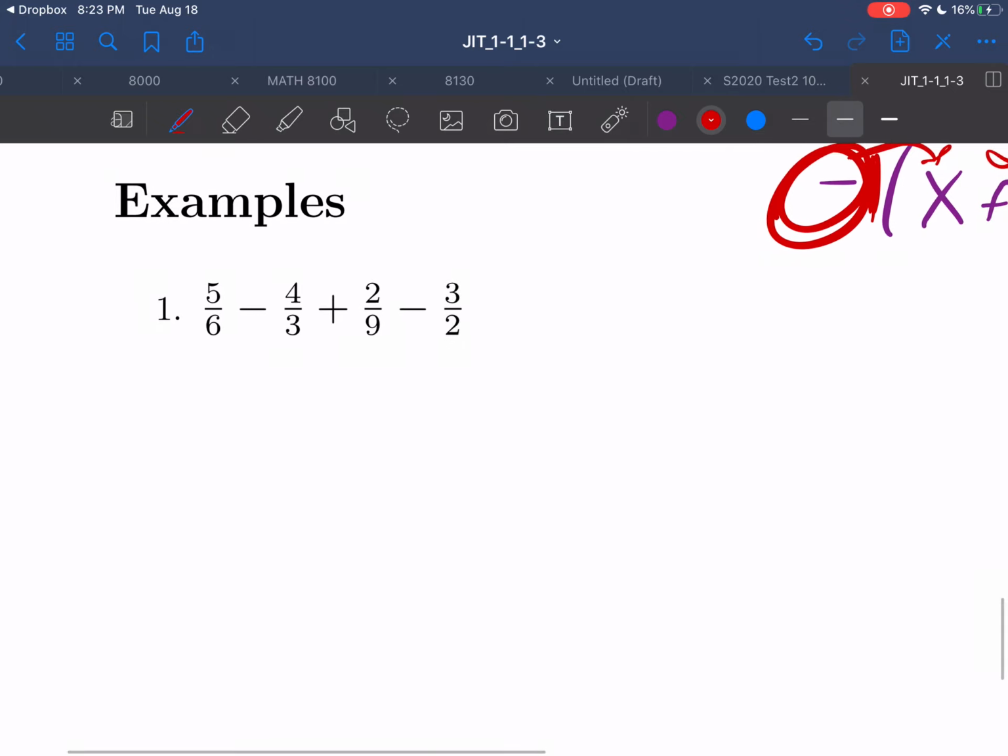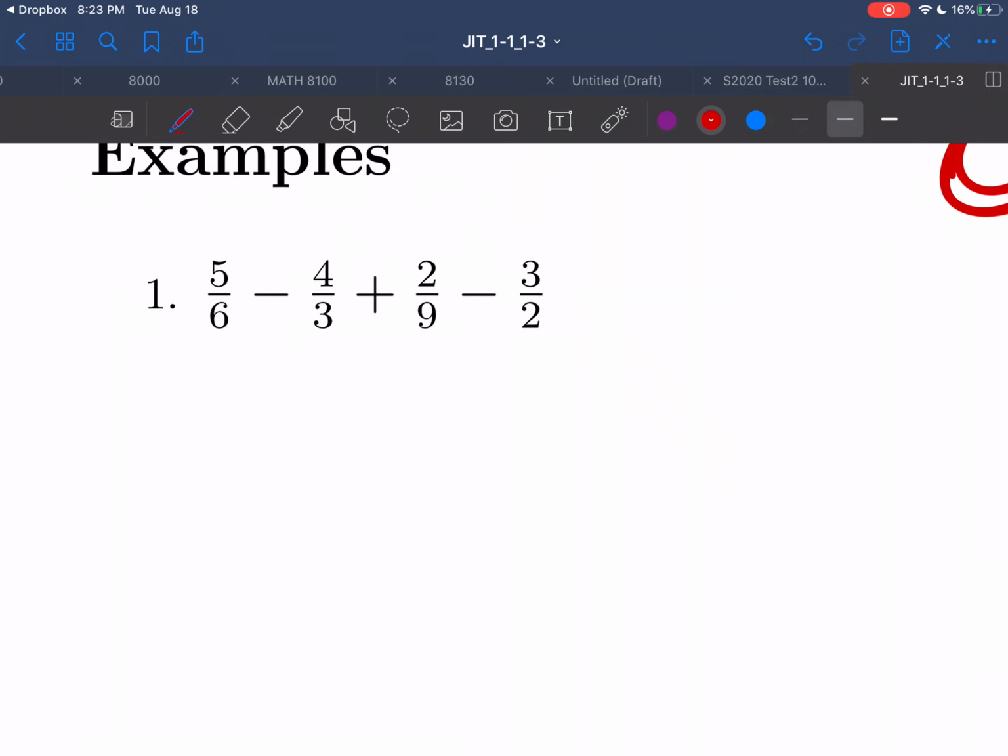All right, so this first one we're looking at, we need to add and subtract. We've got 4 fractions here, and they've all got a different denominator.